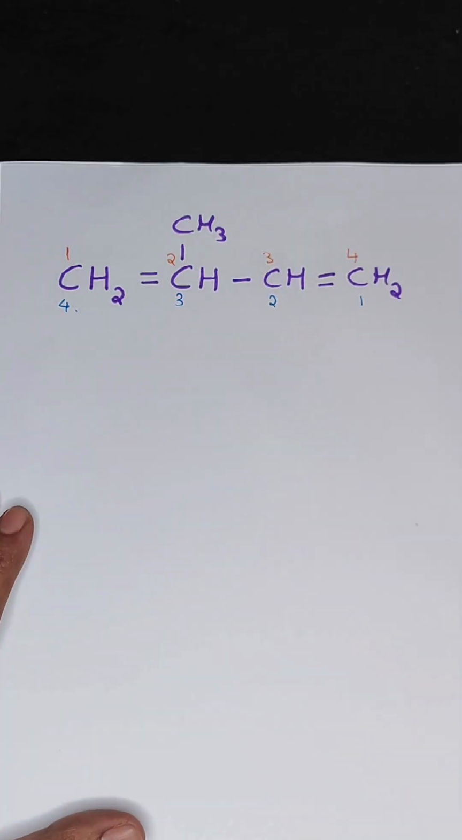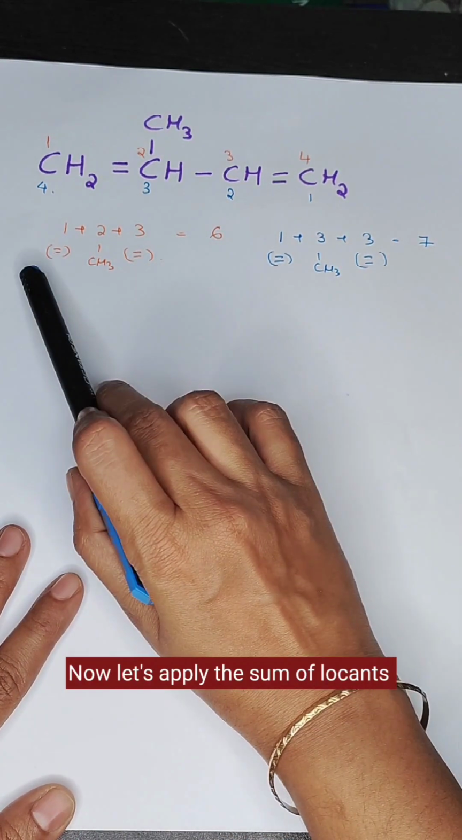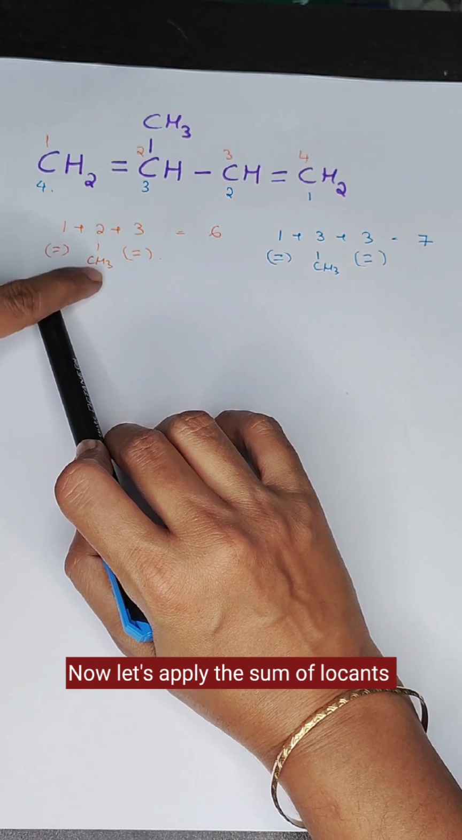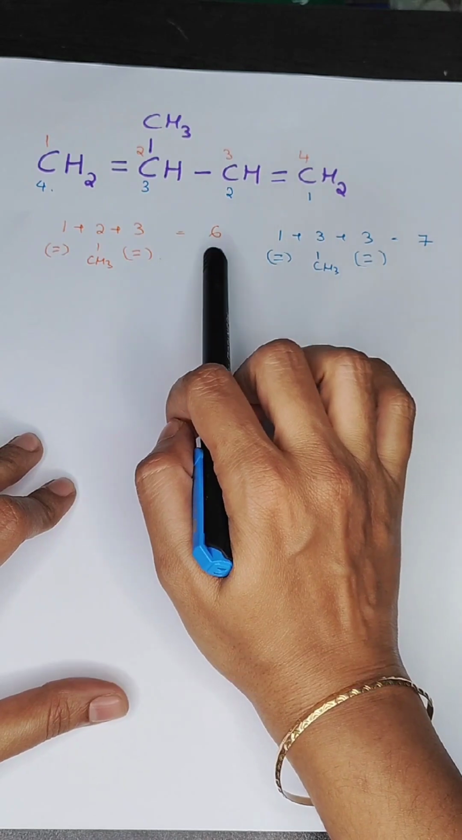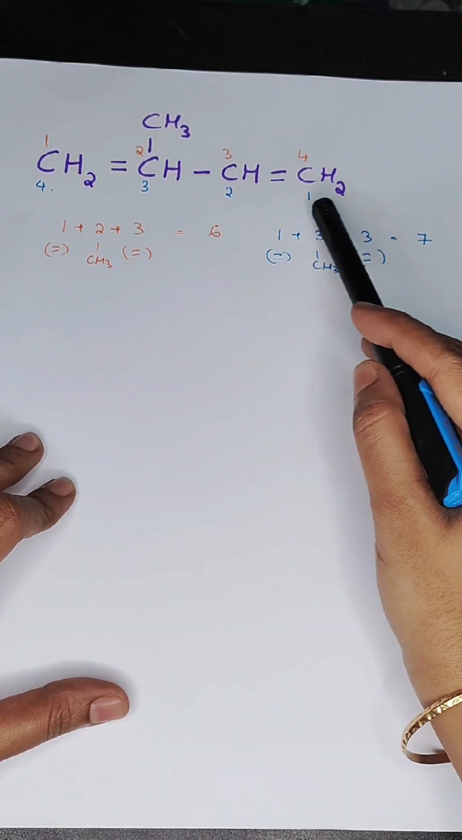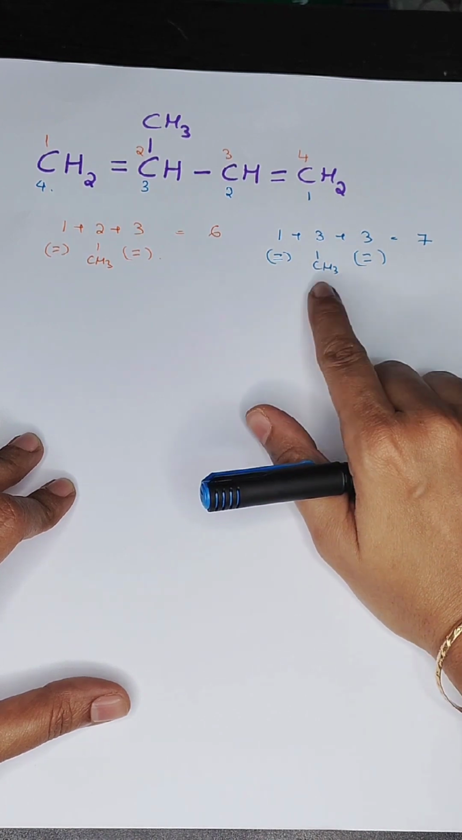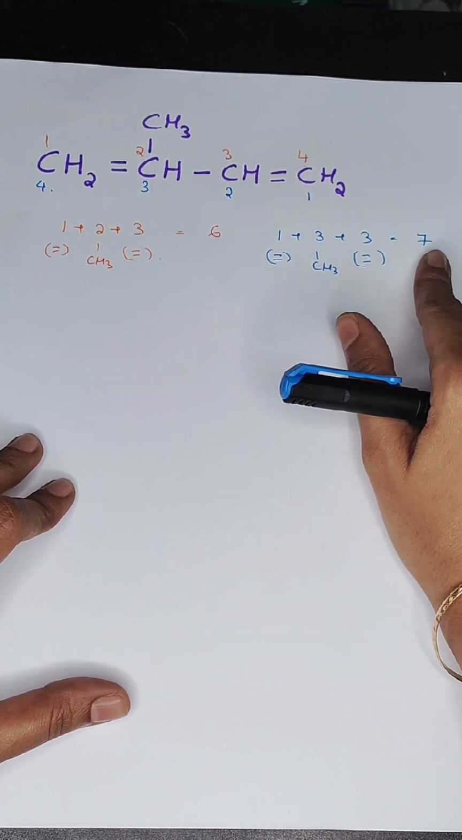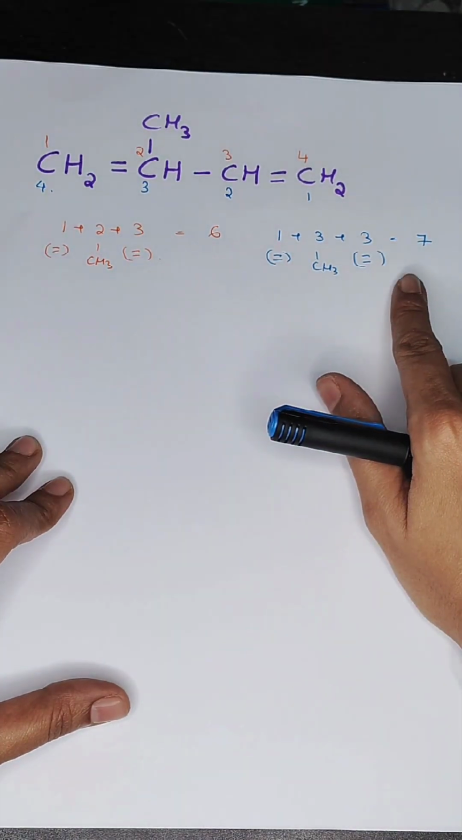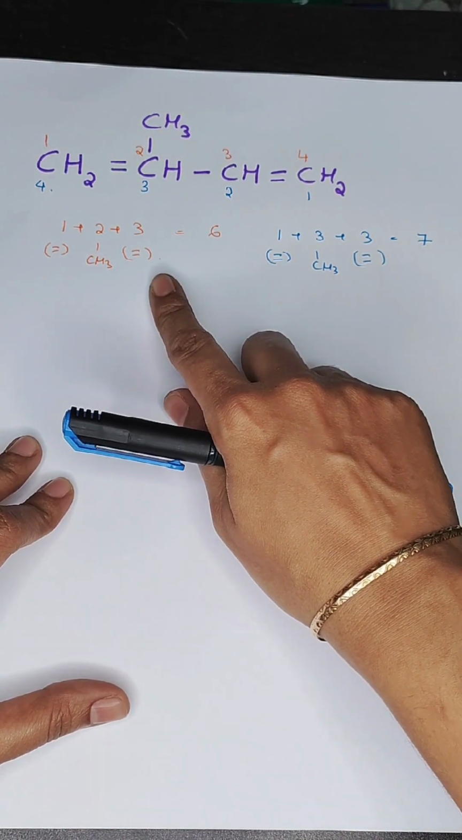Now, as per our sum of locants, we have to give the lowest value possible to all of the functional groups present. Now let's look at the sum of the locants. We have the double bond on the first position, the CH3 on the second position, and another double bond on the third position. So when we sum it up, it comes to a value of 6. When we look at the numbering from the right hand side, we have the double bond on the first position, the methyl group on the third position, and again the double bond on the third position. So this gives us a sum total of 7. So always add up the position of the locants to identify which numbering system is the correct one. So this will be the correct numbering system.